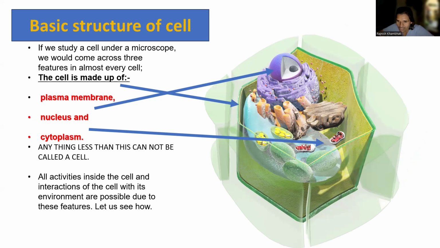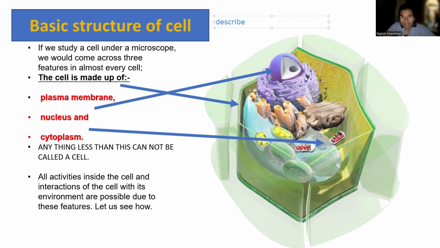Basic structure of the cell. If you are making notes, make a new point. Write: basic structure of the cell. This can be a separate 2 to 3 mark question: describe the basic structure of the cell. Let me give you the question. Okay, what is the question?